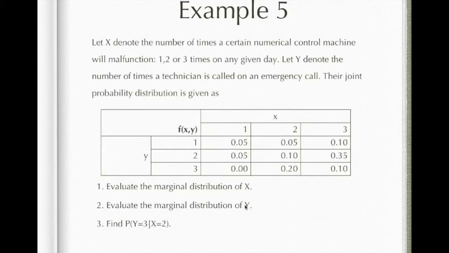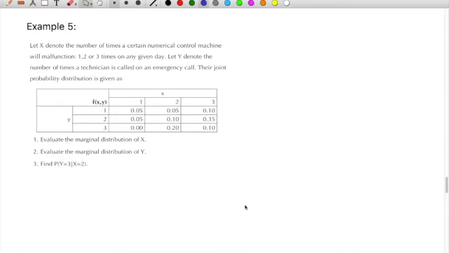Take this example here. Let x denote the number of times a certain numerically controlled machine will malfunction, either once, twice, or 3 times on a given day. Let y denote another random variable that defines the number of times a technician is called on emergency because the machine is not working. Their joint probability distribution is given here. The values of f(x, y) are given in the table.